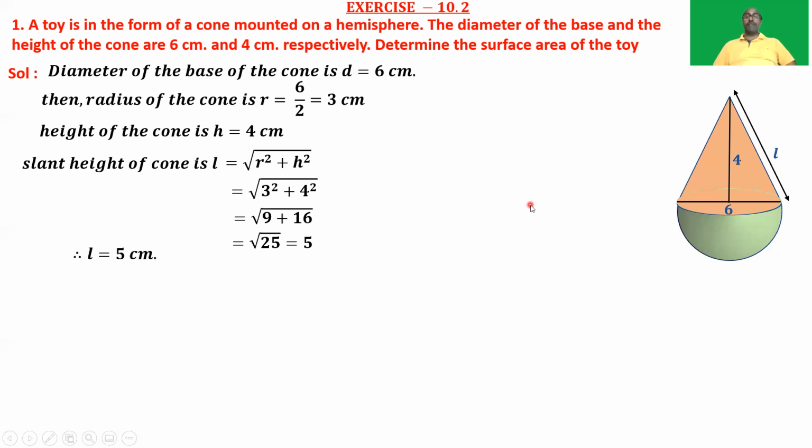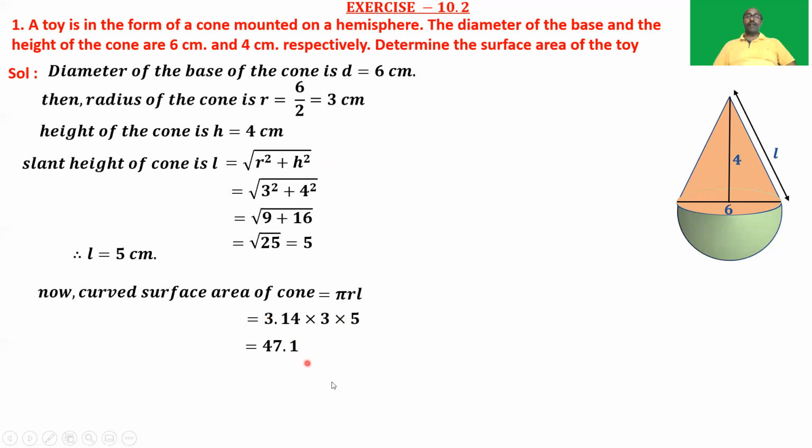Now the curved surface area of the cone is pi RL, where pi is equal to 22 by 7 or 3.14, and R is equal to 3 and L is equal to 5. So we get 47.1. So the curved surface area of the cone in the toy is 47.1 centimeter square.